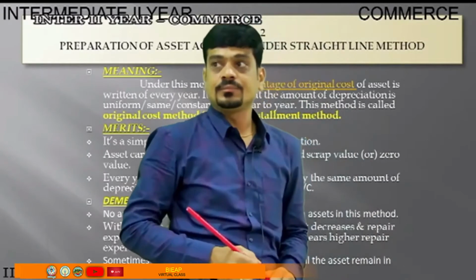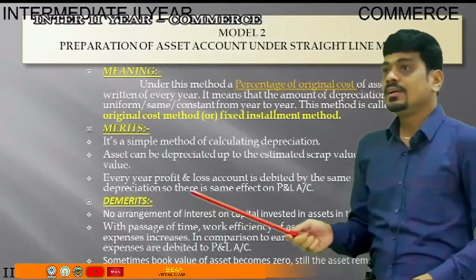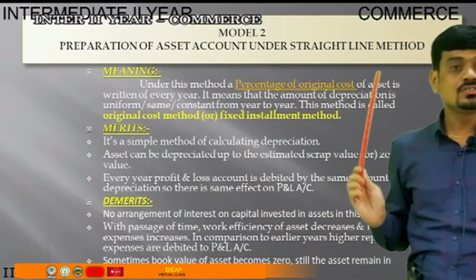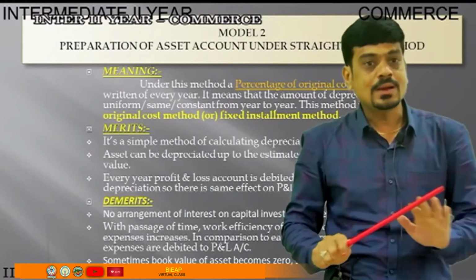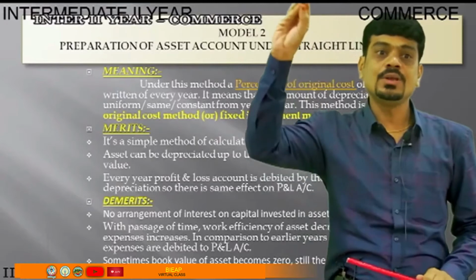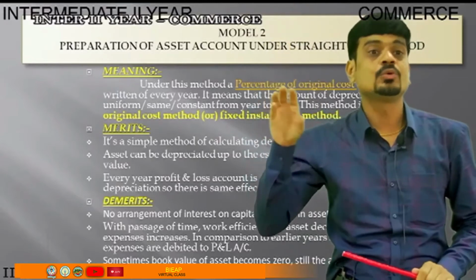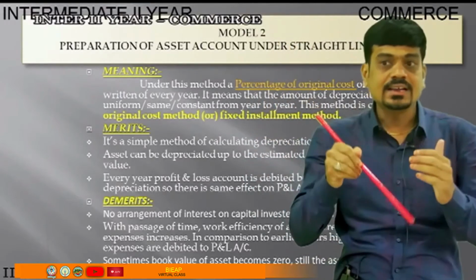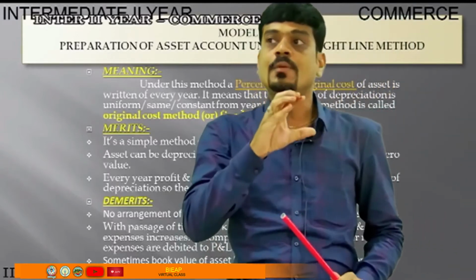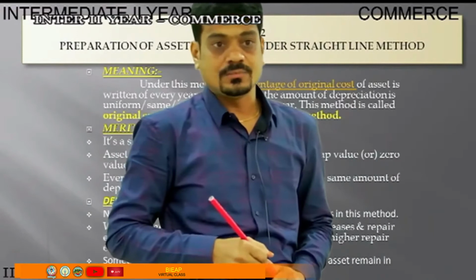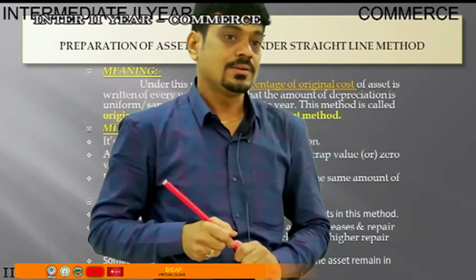Apart from that, the value of asset becomes zero. Practically, asset value becomes zero. But still what we are doing? We are showing the asset in the books of accounts. Like that, there are some difficulties which are involved with the amount of depreciation under this method.